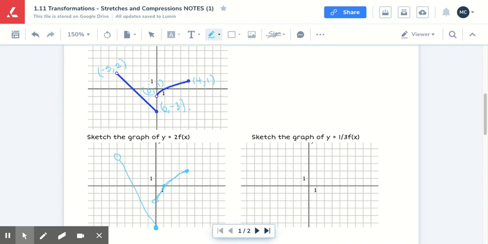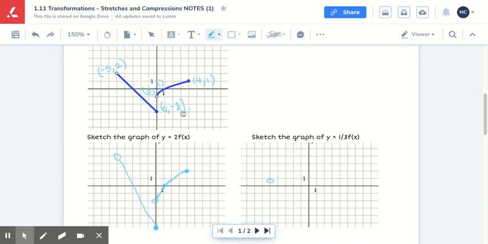So we're going to take each of these y values from the original function, and we're going to multiply them by 1/3. So on this first point, (-5, 2), multiplying the y only by 1/3, 2 times 1/3 is 2/3. So this new point would be at (-5, 2/3). 1, 2, 3, 4, 5, and then 2/3. Starting right there.